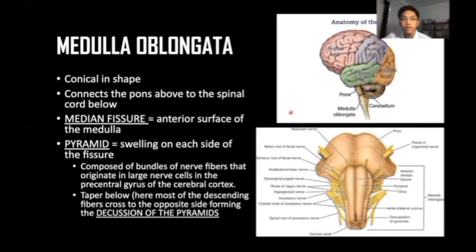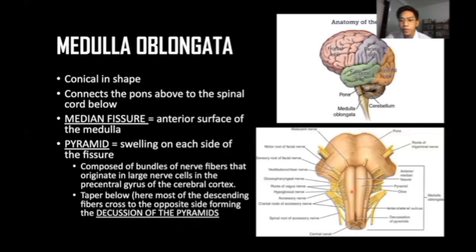The medulla has a median fissure on its anterior surface. On the picture below, we can see this fissure in the median, which we call the median fissure. On each side, we have swellings, which we call pyramids. The pyramid is composed of bundles of nerve fibers that originate in large nerve cells in the precentral gyrus of the cerebral cortex.